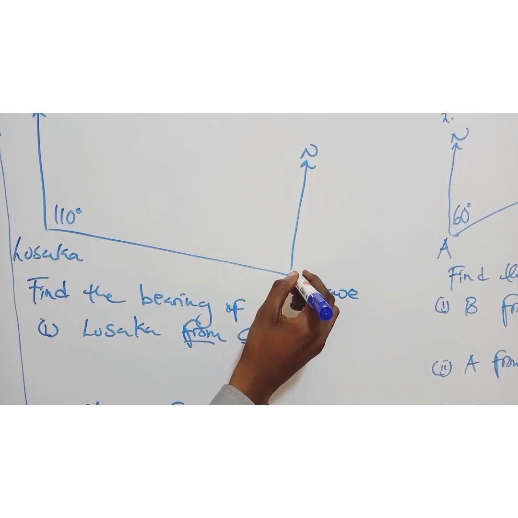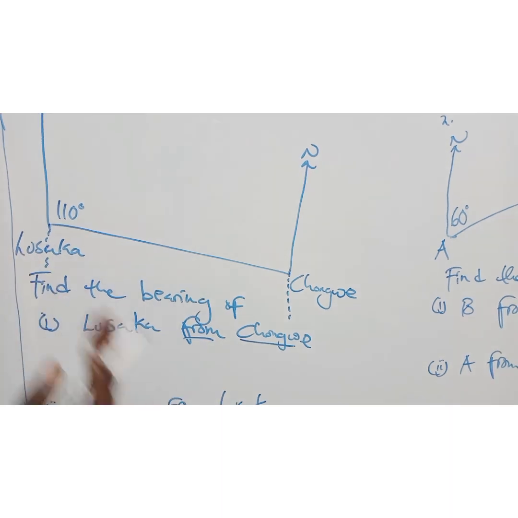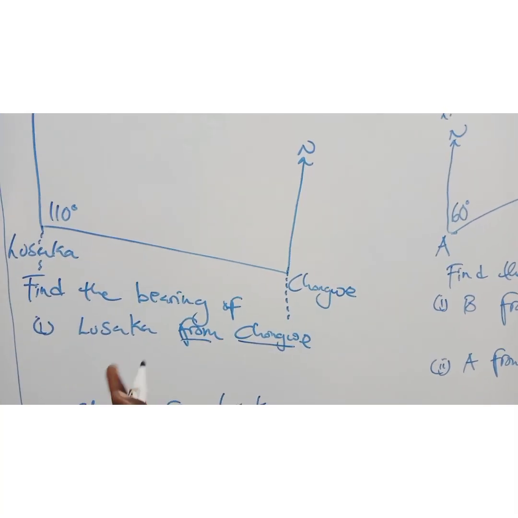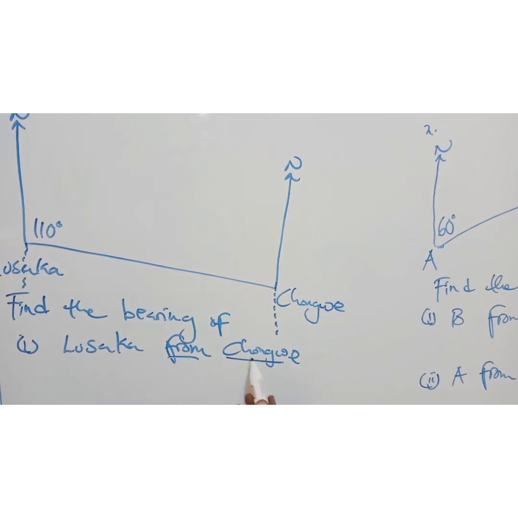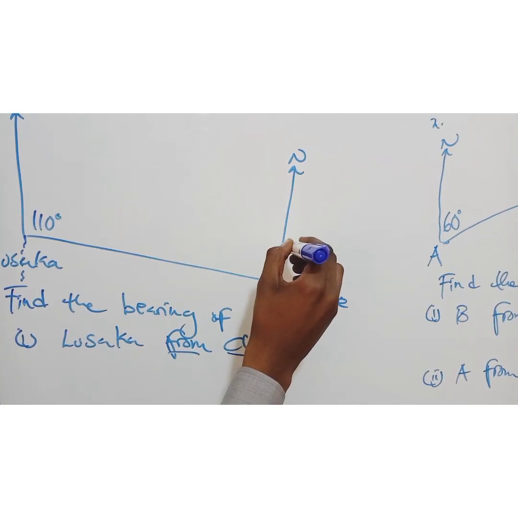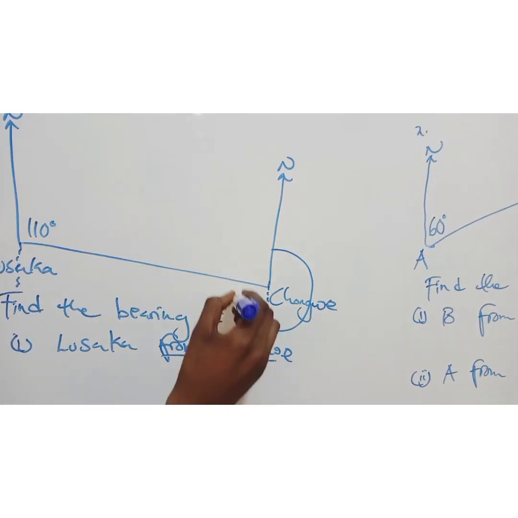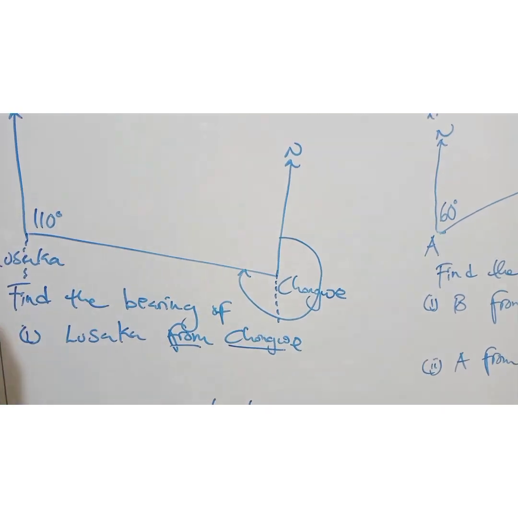Once you have something like this, always extend the line. Always extend the line. Why do we extend? For easier calculation. So find the bearing of Lusaka from Chongwe. We're starting from Chongwe, so from here up to there. You see? So it's the bearing they want.